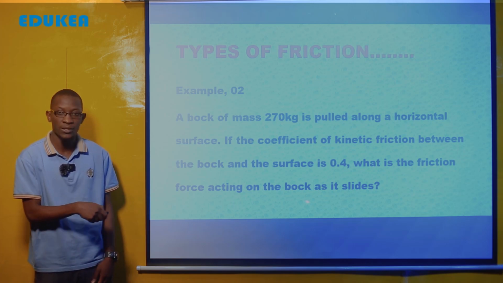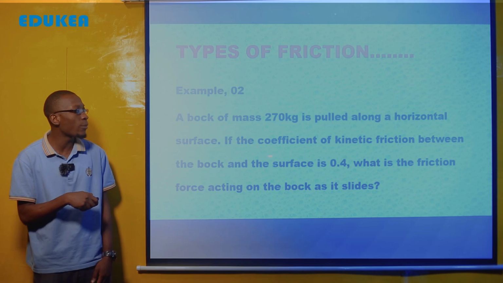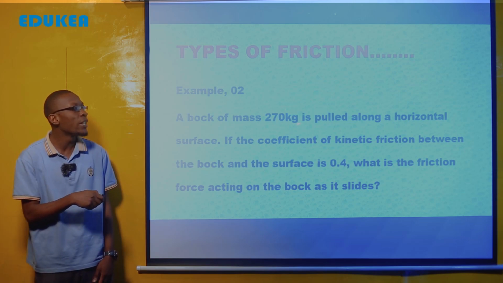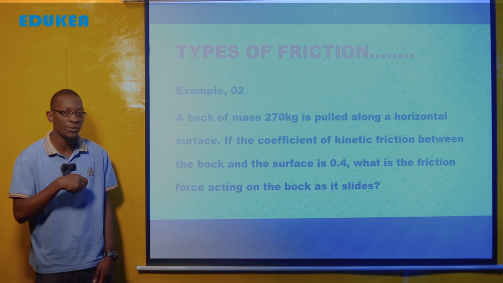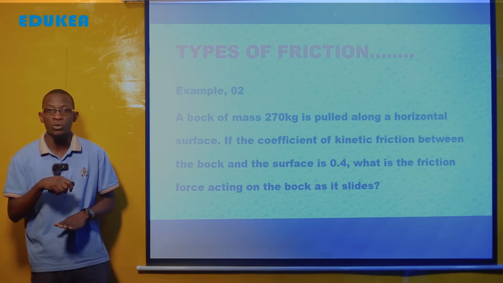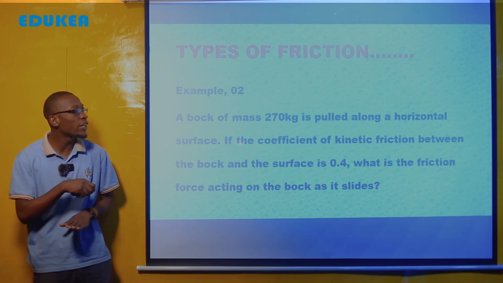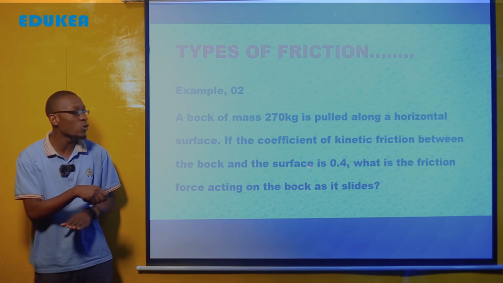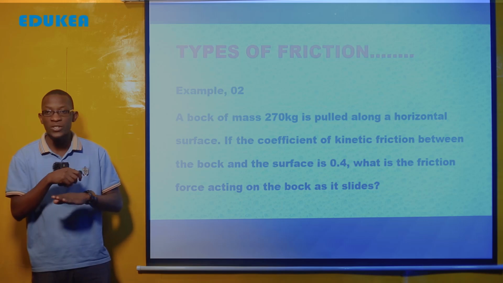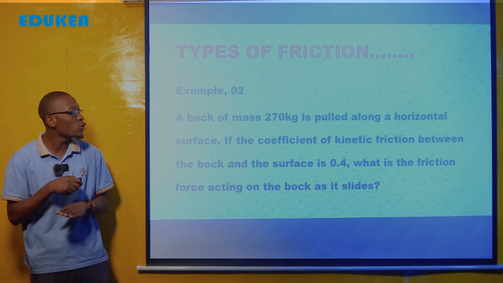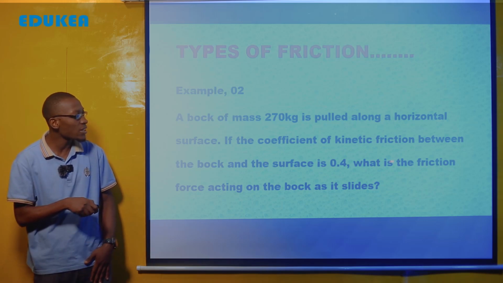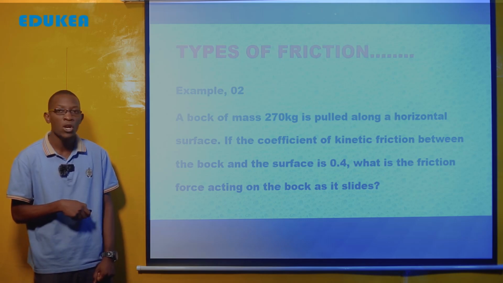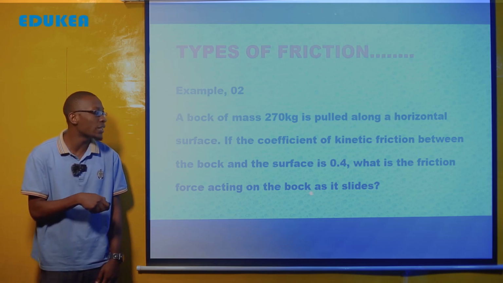So you can see kwamba hapa kulikuwa kuna masi ya 270 kg ilikuwa inavutwa at horizontal surface, kwenye surface ambayo ipo horizontal. Wakati inavutwa, ikiwa the coefficients of kinetic friction between the block and the surface ilikuwa ni 0.4, coefficient of static frictions ilikuwa ni 0.4. Sasa tunaambiwa what is the frictional force acting on the block as it slide, kwamba frictional force ambayo itaakti kwenye ile block itakuwa kiasi gani.